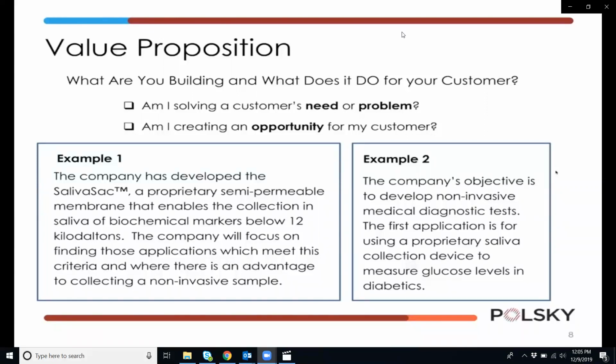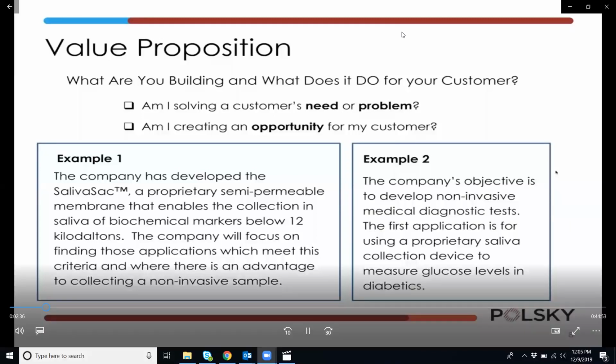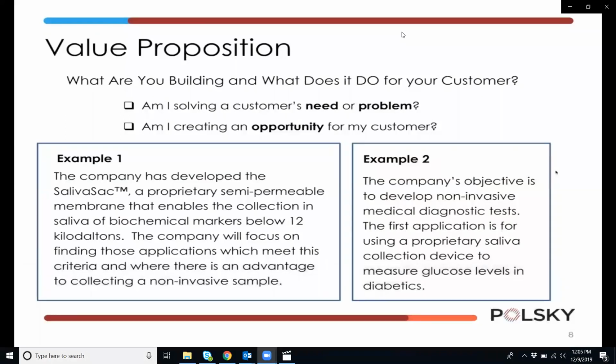Does your customer have a particular need or a problem that you're solving, or are you creating an opportunity for your customer? So not every business goes directly at a customer need. Sometimes it's a customer want, a customer desire. You can think for consumers, we buy things to satisfy our needs, but we also buy things to satisfy our wants.